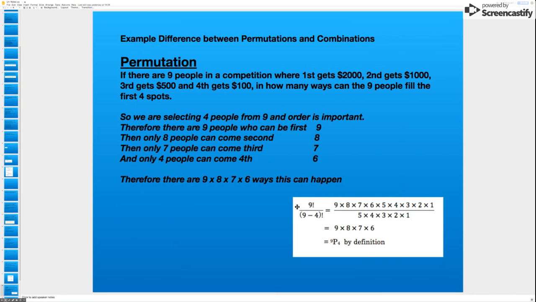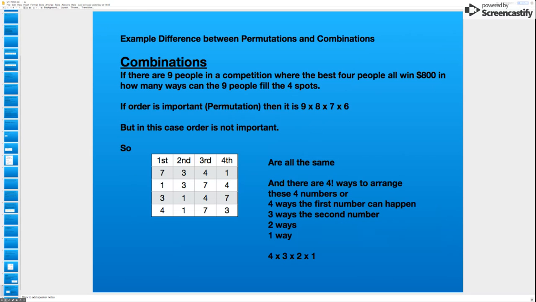This is down here as well: 9 factorial divided by 9 minus 4 factorial. And that's what 9P4 is. So order was important. Now let's make order not important. If there are 9 people in the competition where the best 4 people all win $800, in how many ways can the 9 people fill the 4 spots?